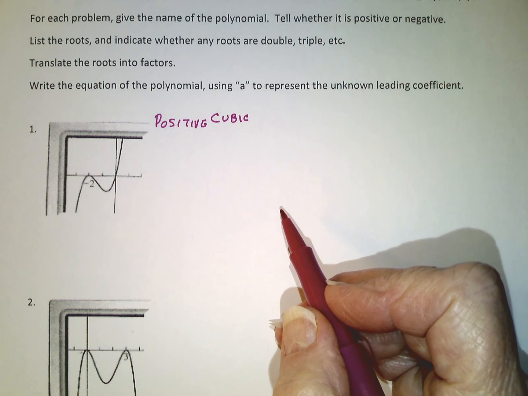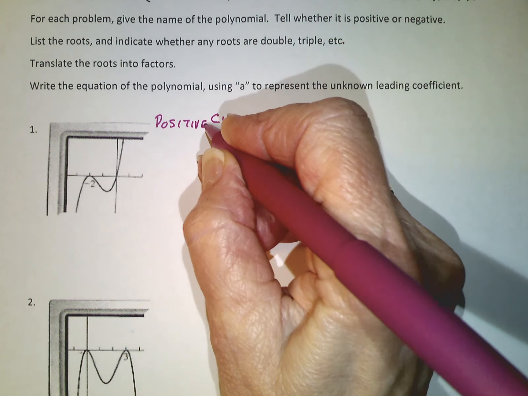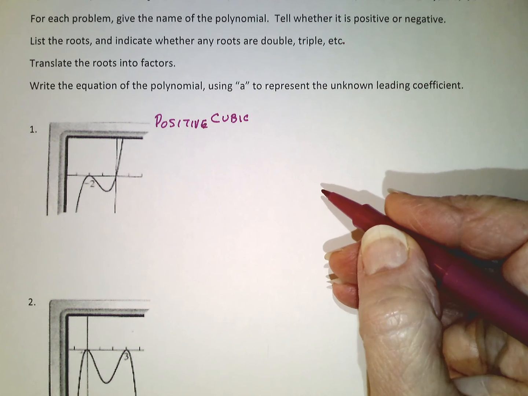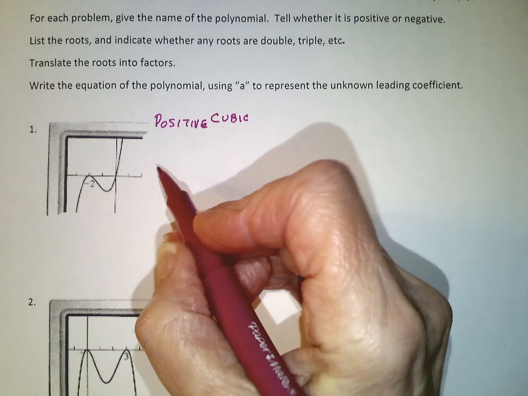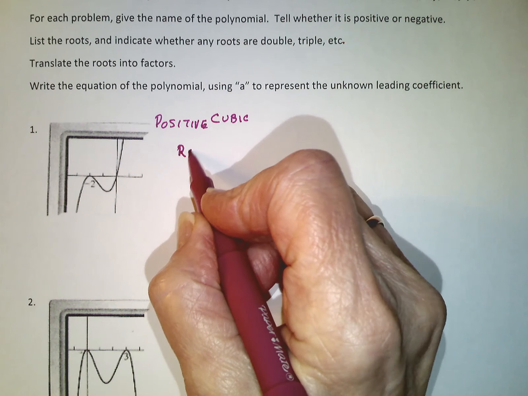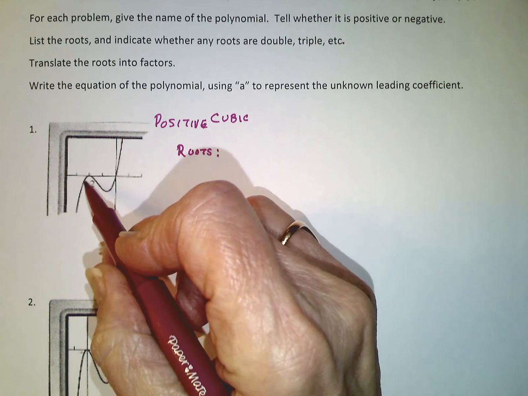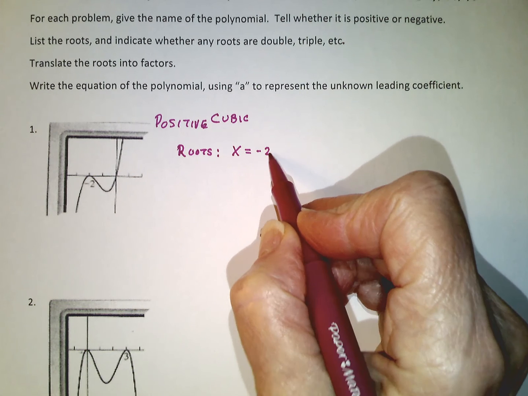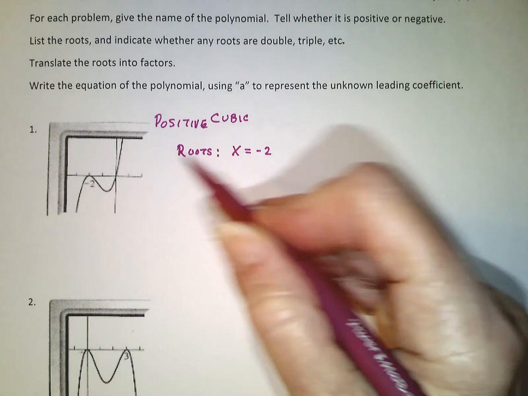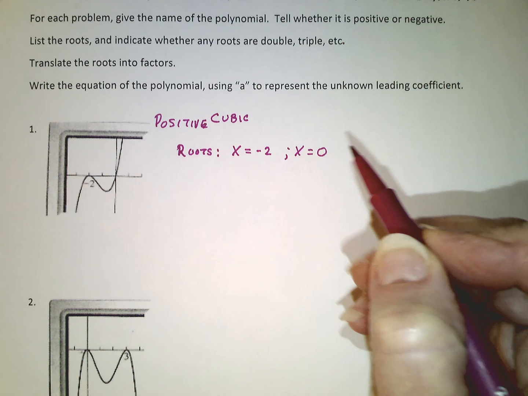And then I asked you to list the roots, come up with the factors, and come up with the equation. So the roots are the x-intercepts. And we have an x-intercept here at -2. So that's one of the roots. It also crosses the x-axis at 0. So x equals 0 is a root.